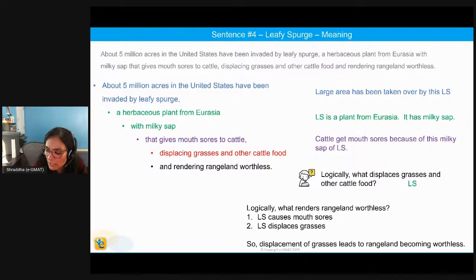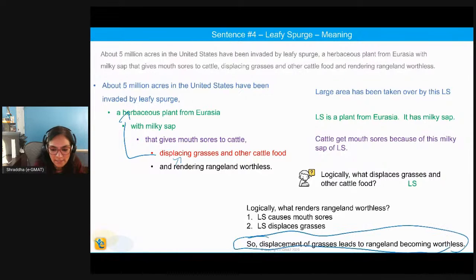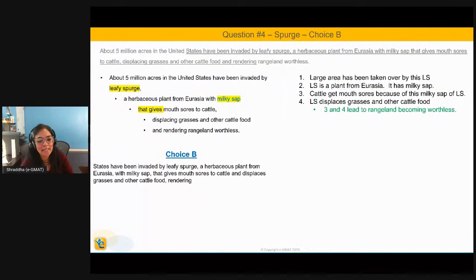okay, and let me get my pen quickly over here. So again, talking about the logical meaning, we are looking for an answer choice in which displaces is connected to herbaceous plant. And then rendering would be used as the outcome of displacement of the grasses. Okay. So with this understanding here, this is the logical meaning that we derive from the sentence. Okay. So with this understanding, now let's take a look. So maximum of you chose choice A. I hope you now understand.